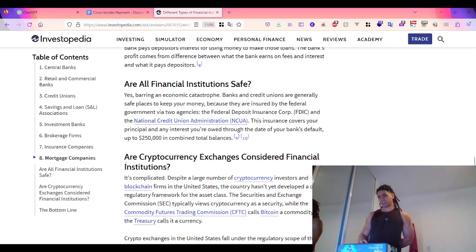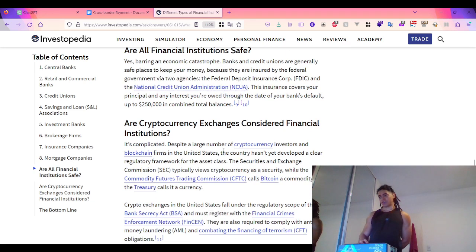Whether a cryptocurrency exchange is considered a financial institution is complicated. Well, it's challenging. Despite a large number of cryptocurrency investors and blockchain firms in the United States, the country hasn't yet developed a clear regulatory framework for the asset class. The Securities and Exchange Commission (SEC) typically views cryptocurrency as a security, while the Commodity Futures Trading Commission calls Bitcoin a commodity, and the Treasury calls it a currency.